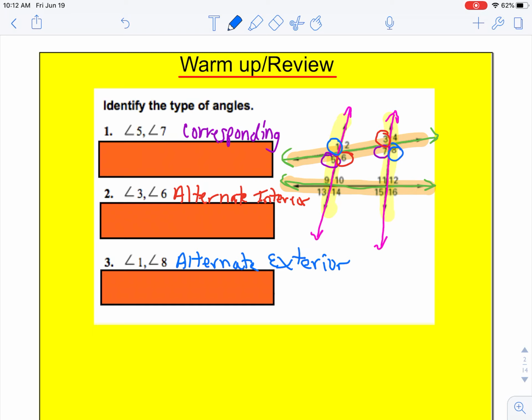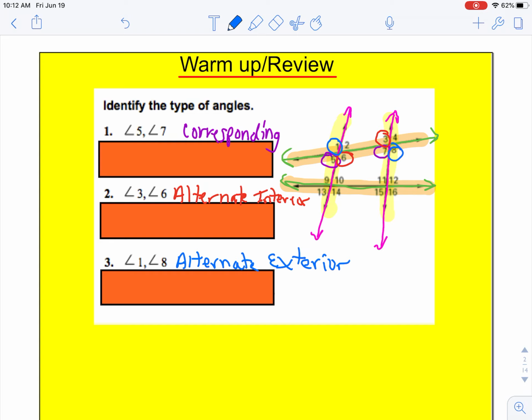And if you did your work correctly, you would see that angle 5 and 7 are corresponding, 3 and 6 alternate interior, and 1 and 8 alternate exterior. Notice this picture is much more complicated. You actually have the two yellow lines being cut by the two green transversals. And you also have, I re-highlighted, the orange lines being cut by two pink transversals.